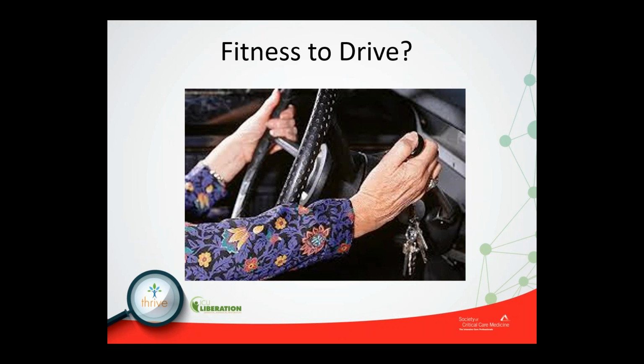So are they fit to drive? It's rarely explored. People almost never ask ICU survivors about this. We have referred a number of patients in our ICU Recovery Center to a formal driving assessment program at our Brain Injury Treatment Center at Vanderbilt. And you may have questions about your patient's fitness to drive. If you do, there likely are formal resources available at your center as well, but this is something we should think about.